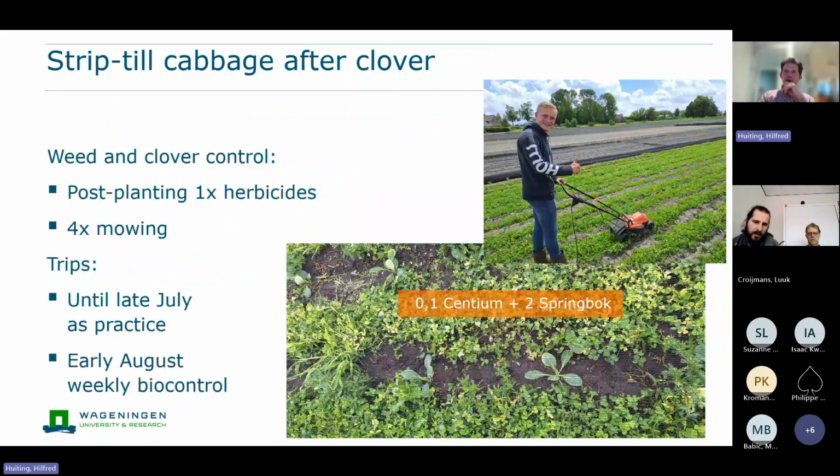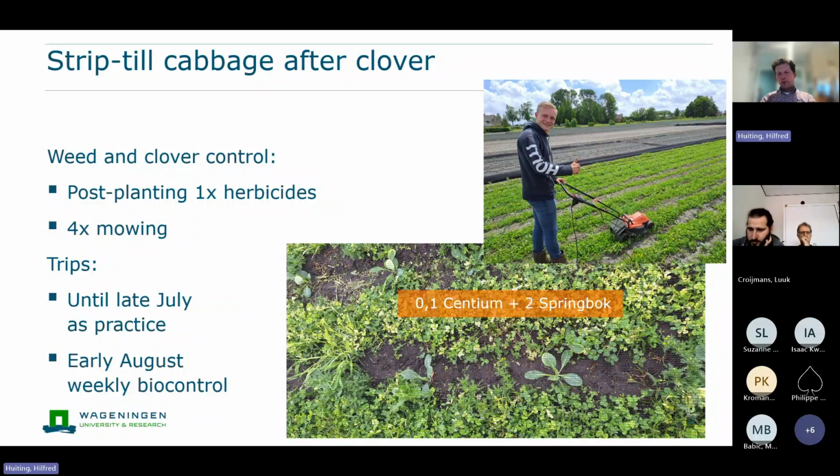I already said we continued mowing. We did this with a lawnmower at least 4 times after planting the cabbage, until we thought we harmed the cabbage too much, or we estimated that they would be ready to compete with the clover. So post planting, we did one herbicide application, of which we knew the clover would have some effect, but that's maybe partly intended.